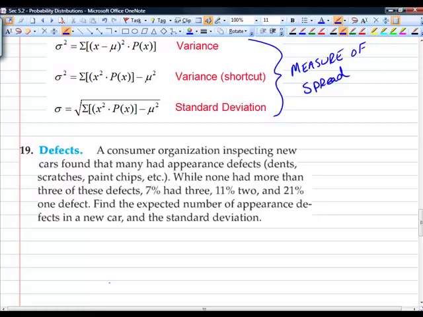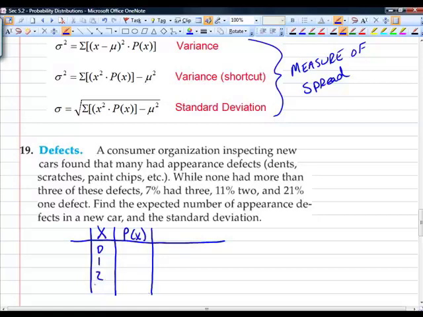In order to do this problem, the first thing you need to do is create this probability table. X represents the number of defects that you have in a car. Remember, your random variable has to be a numeric value. In this case, it's a discrete numeric value. So how many defects, what values are we going to put down for X? 0, 1, 2, and 3.